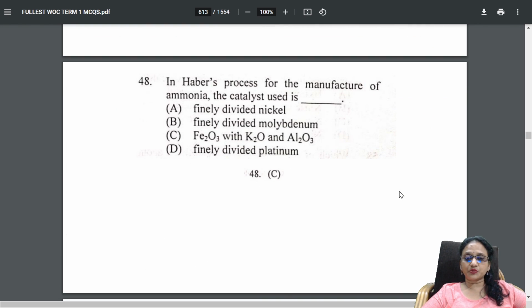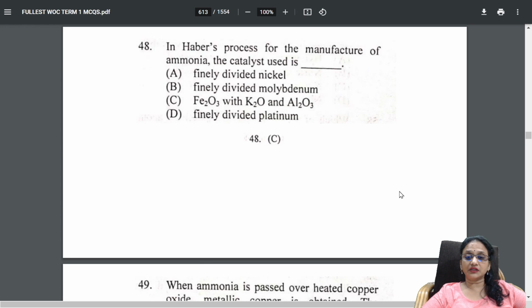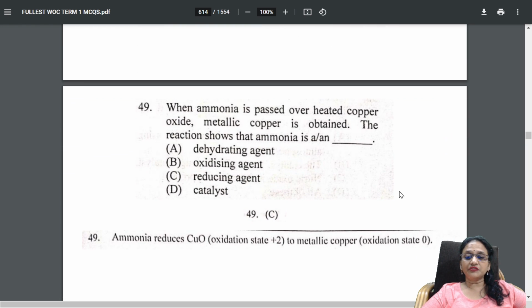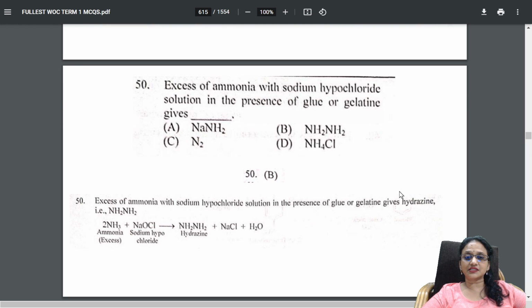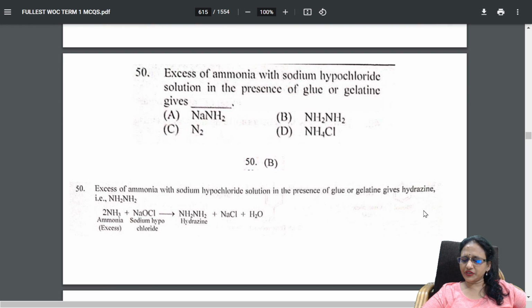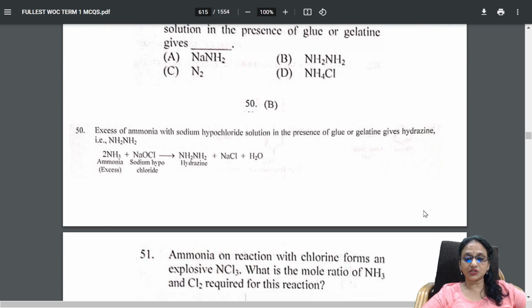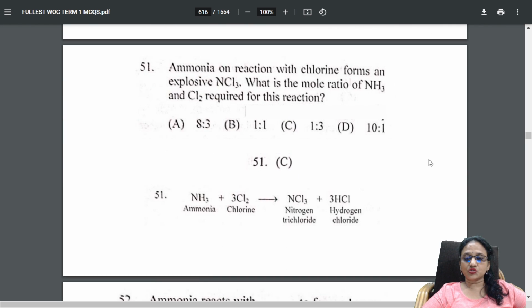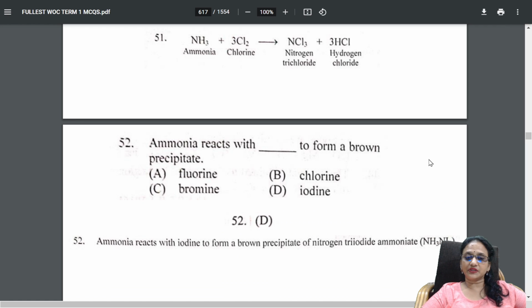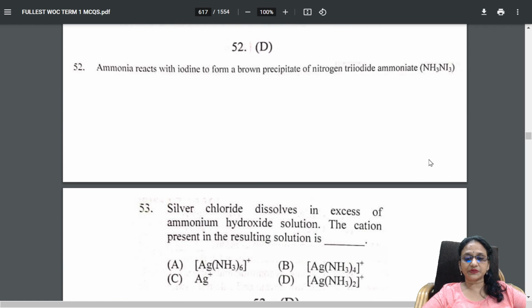This is one more question, a Haber's process question where you prepare ammonia. Every line of NCERT is made into a question, so please learn this. Below, to support you all, the reactions are also given, so you can go through these reactions and learn the whole concept.